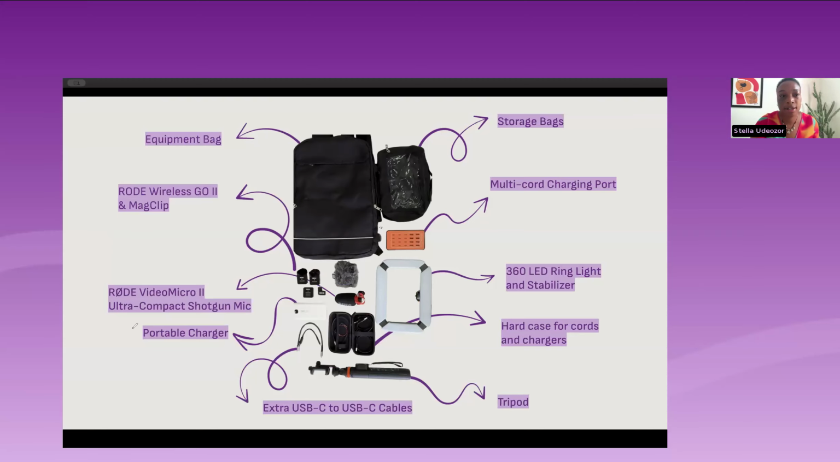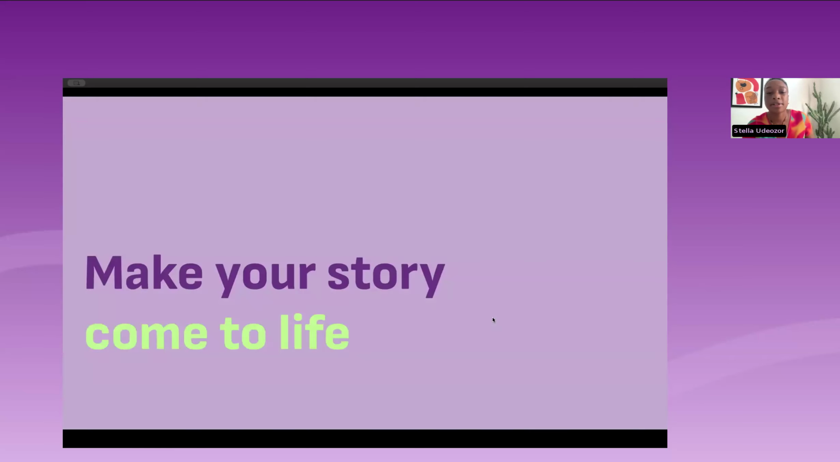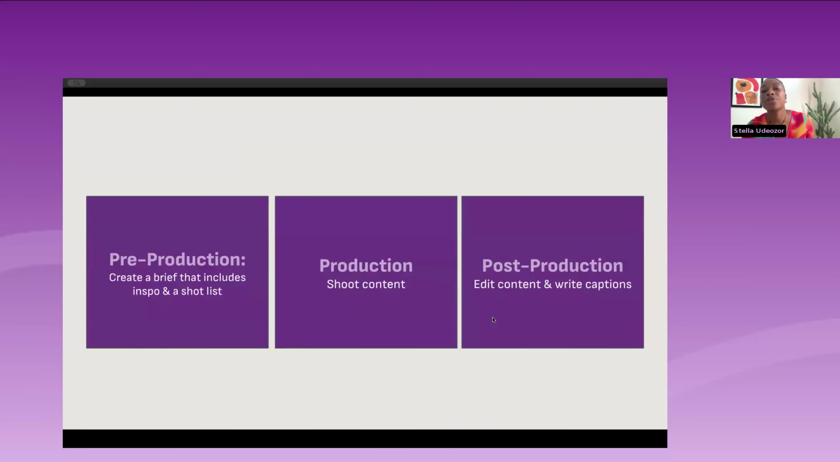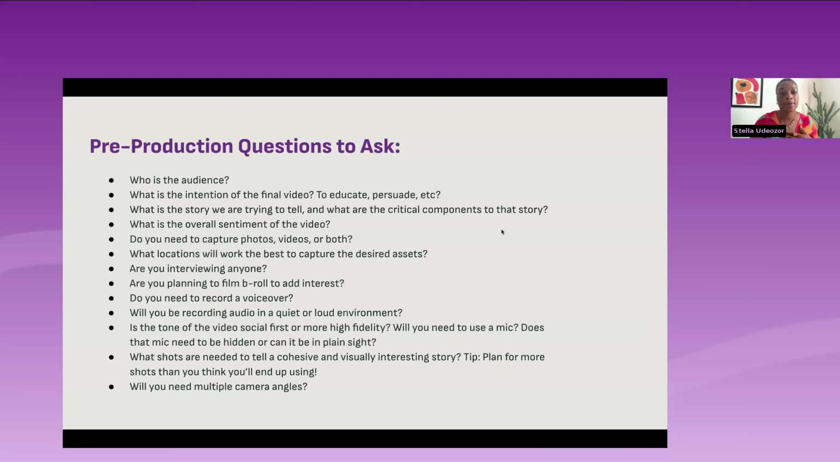All right, I'm seeing the time here, so I'm just going to go through these really quick. Like I said, we're going to send you this recording so you can look through it again. When we are going through a shoot and planning what to shoot, we always go through pre-production and create a comprehensive brief that includes some inspiration and a shot list. Production is when you're actually shooting the content, and post-production is when you're editing and writing captions that are effective and always include a CTA.